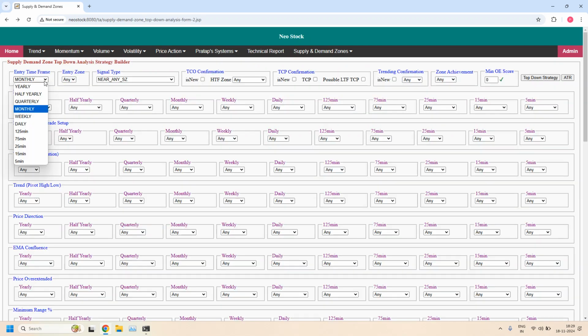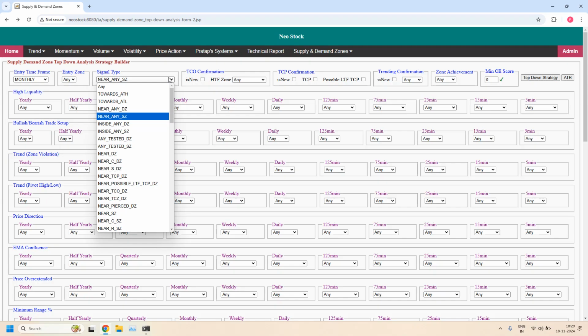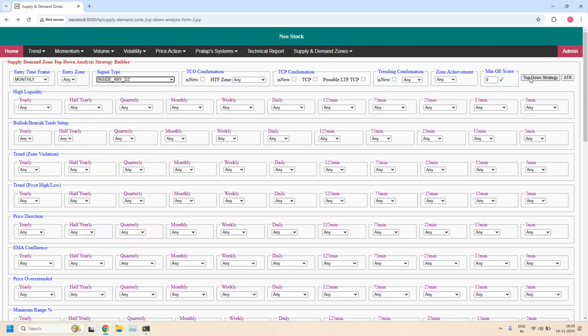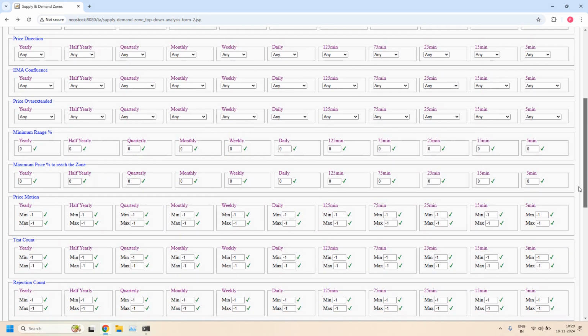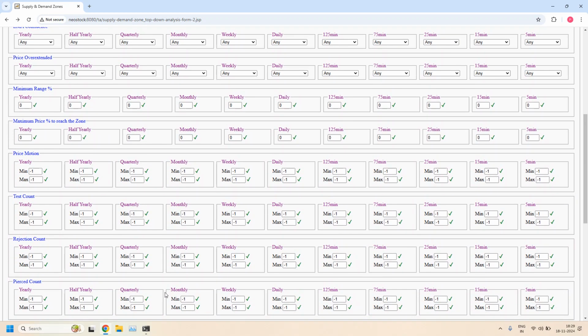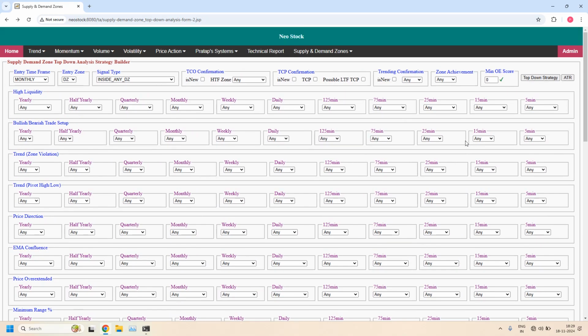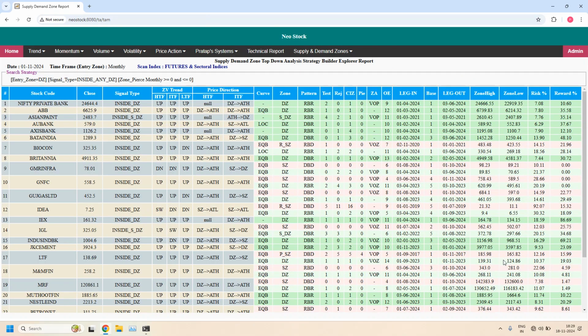Next, for monthly time frame, price closed inside the monthly demand zone, but those demand zones should not be pierced. Monthly demand zone should not be pierced. So in the pierced count at monthly time frame, I am setting minimum value 0, maximum value 0. With this filter, we got a good number of stocks.